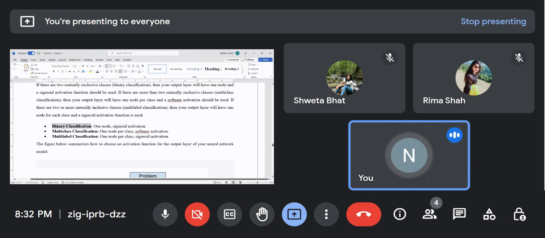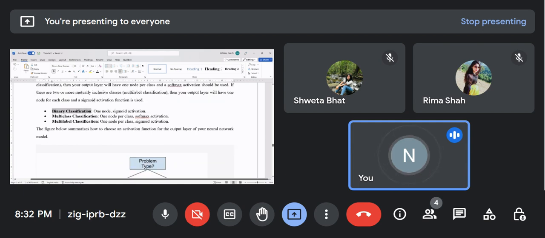If you are having just binary classification, two classes only, either dog or cat, that's it. Multi-class, if I am having many more classes, dog, cat, cow, horse, whatever your animal be, so one node per class. That means I should have four nodes available in my output layer, and I will be using softmax. Why? Because it will give you the probability.